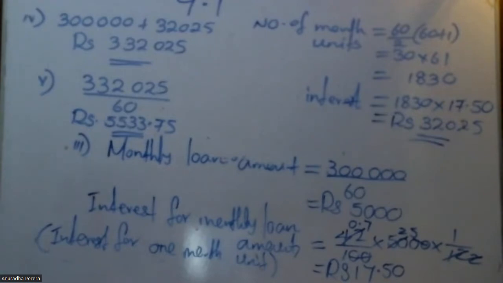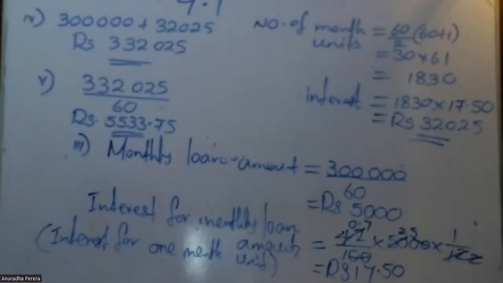What are the steps? There is a down payment. First, subtract it from the marked price of the motorcycle. Then you can find the loan amount. After that, divide this loan amount by number of installments. Determine monthly loan amount. After that, find interest for monthly loan amount. It is called interest for 1 month unit.